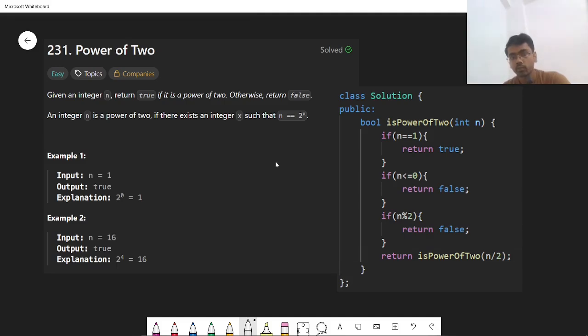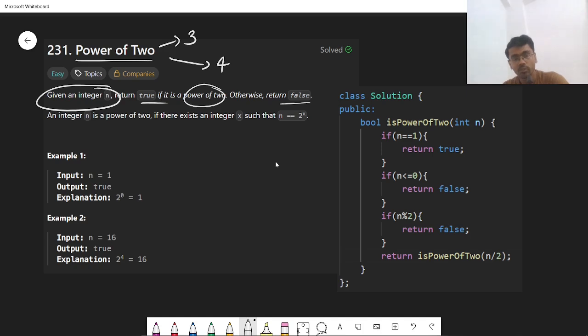So hello everyone, let us solve another LeetCode problem, and the problem name is Power of 2. Now this is exactly similar to the problem of Power of 3 and Power of 4, so you can watch that too. The solutions are also exactly similar. You are given an integer n, you need to return true if it is a power of 2, otherwise you need to return false.